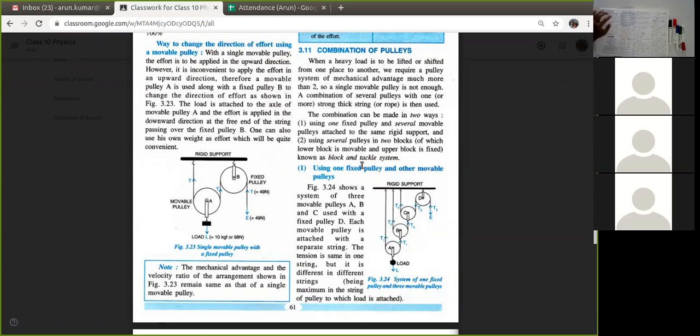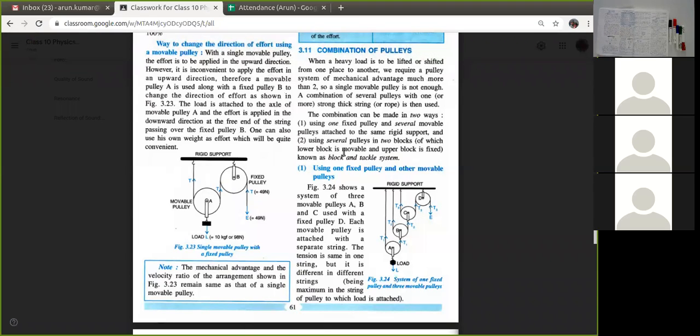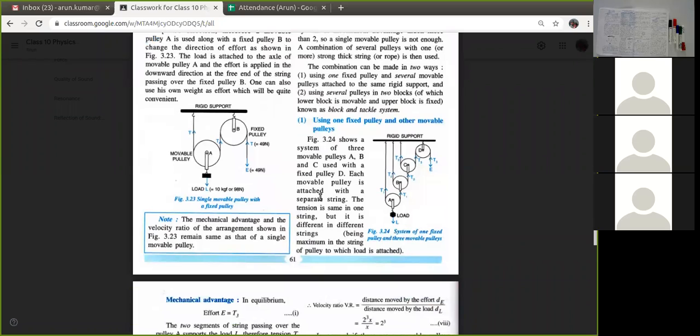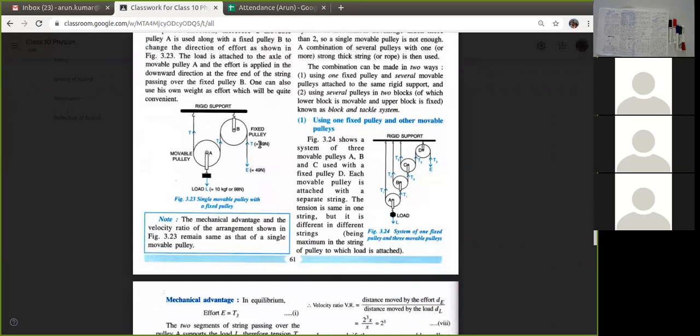So for the combination of pulleys, read that section that has been given over there. It just gives you an explanation of certain things using one fixed pulley and other movable pulleys. This diagram is of course slightly different from the one that I have used for my teaching, but you will realize that the way in which it works is almost exactly the same.